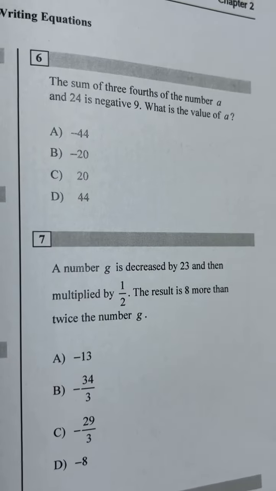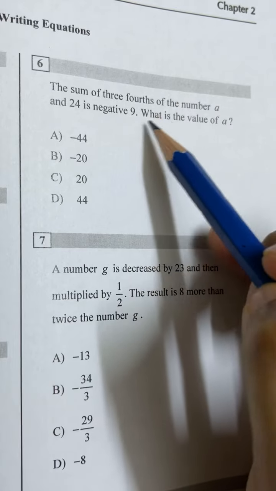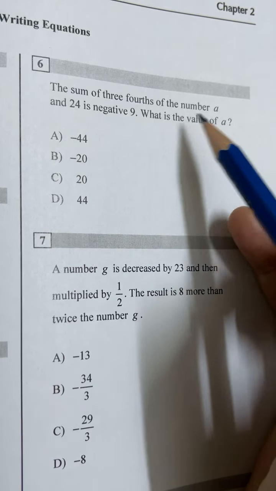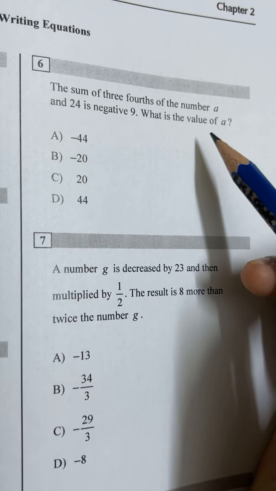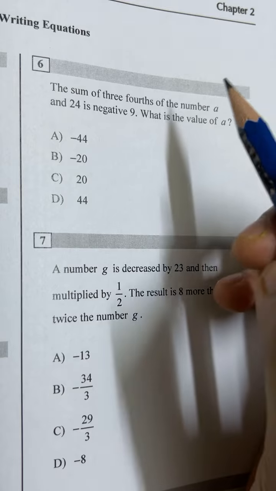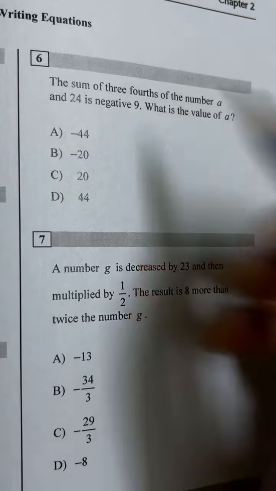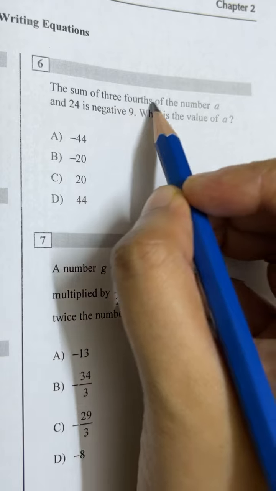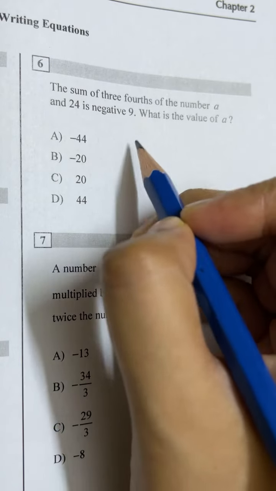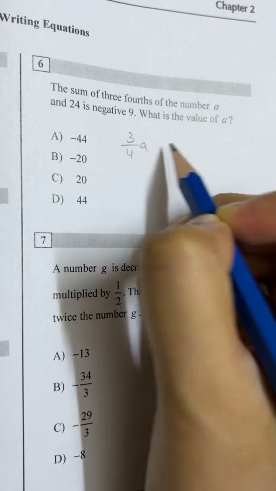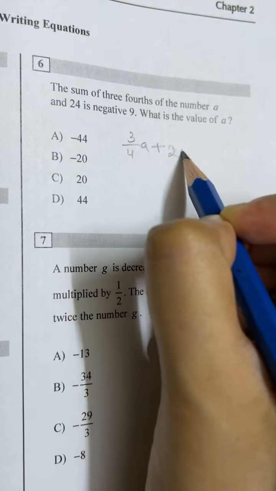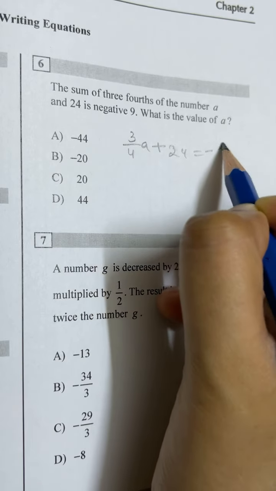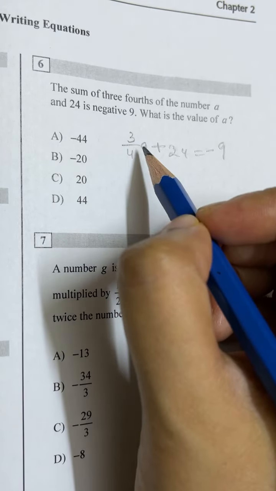Okay, let's see what you have next. The sum of 3/4 of the number a and 24 is -9. What is the value of a? So here again you are going to construct an equation that's really simple. Sum of 3/4 of the number a, that means 3/4 of the number a plus 24 is equal to -9. Simple. Now I'm going to solve for a.